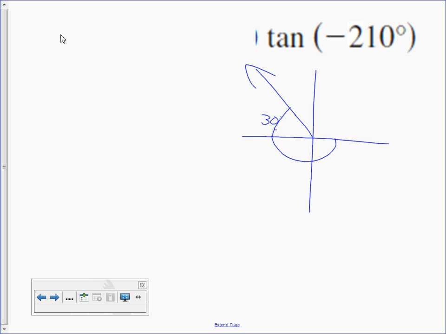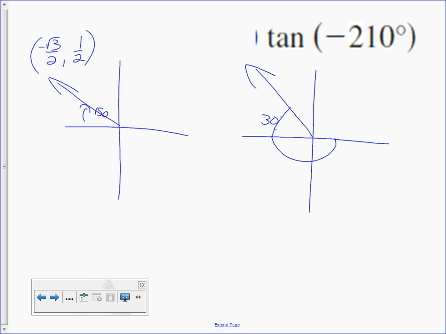So think about, on the unit circle, what had a reference angle off here at 30 degrees? It was 150. Do you agree? So what is the ordered pair at 150 degrees? Negative root 3 over 2 and 1/2. You remember that? Now, that's x and that's y.